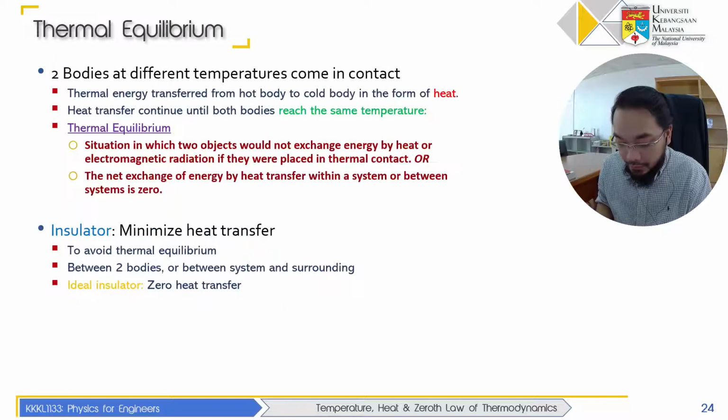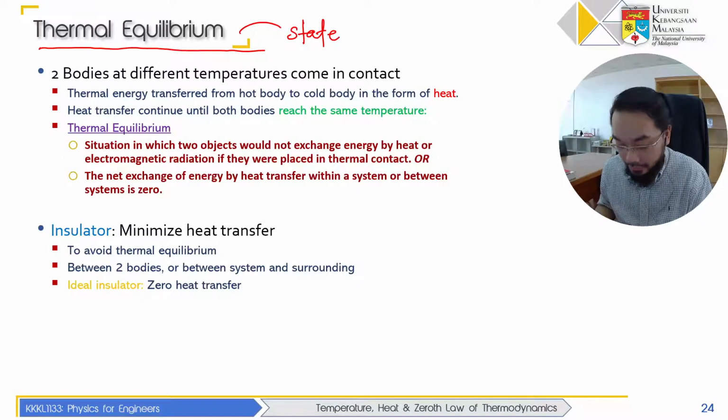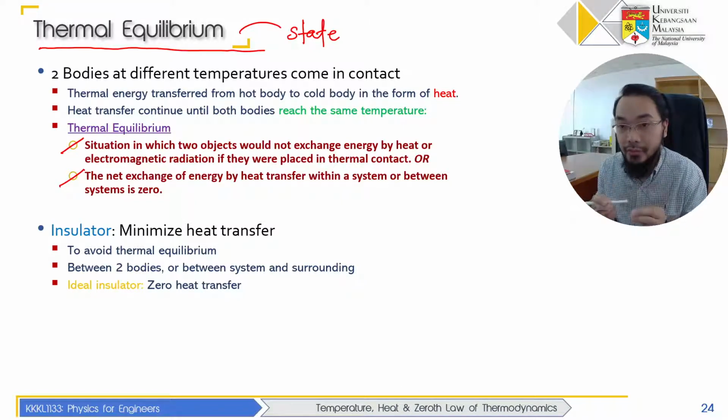Now, let's look at another concept, which is thermal equilibrium. This is another very important concept that you must grasp. Thermal equilibrium is basically a state of a thermodynamic system whereby everything is in equilibrium. But how do we define it? The first way to describe it is a situation in which two objects will not exchange energy by heat or by electromagnetic radiation if they were placed in thermal contact, or the net exchange of energy by heat transfer within a system or between systems is zero.